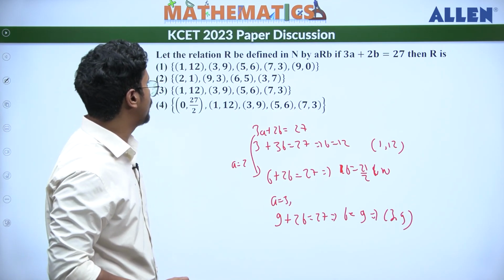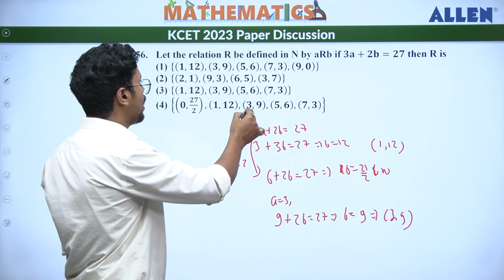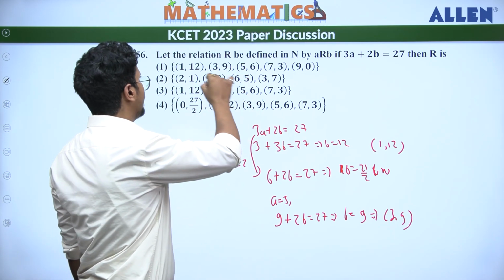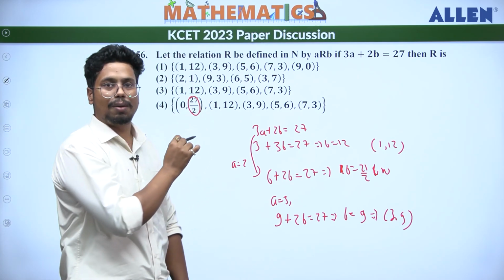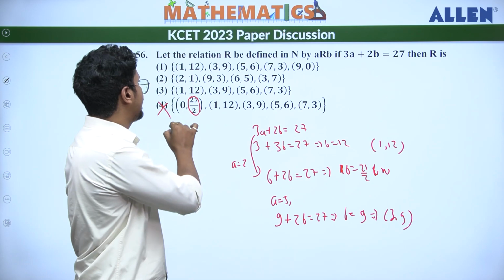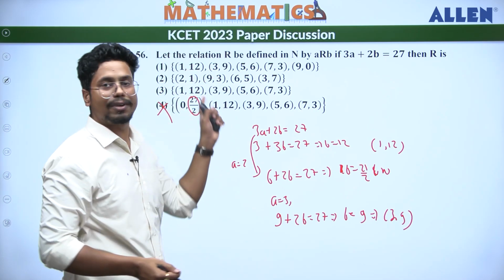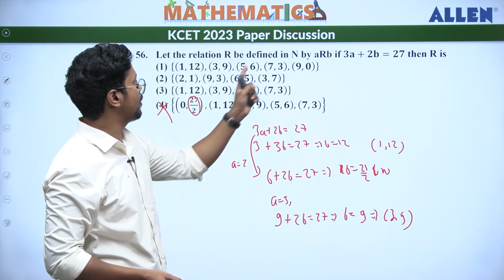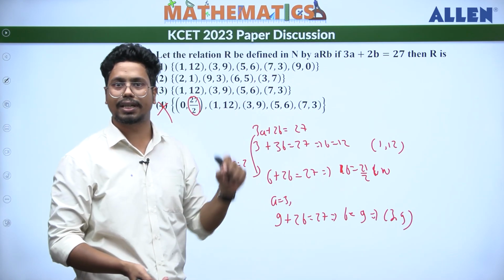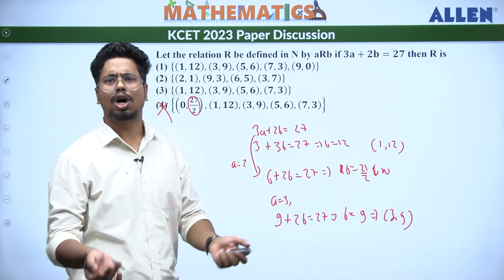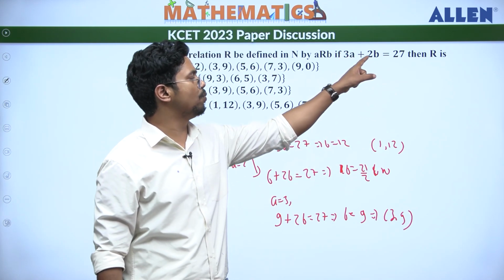Now let us go ahead, all of you. So very clearly I can see that the only options which match this (3, 9) are 1, 2, 3. But in option number 4, this number is not a natural number. B is not a natural number, so this guy is rejected. So either it is option 1 or option 3. Let us do it fast. The only difference between these two options is (1, 12), (3, 9), (5, 6), (7, 3), (9, 0). Let us check for (9, 0). If (9, 0) satisfies, option A is correct. If (9, 0) doesn't satisfy, option C is correct. Put x equal to 9, y equal to 0, or a equal to 9, b equal to 0.